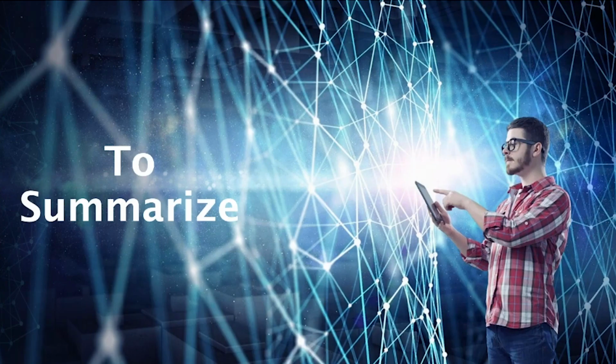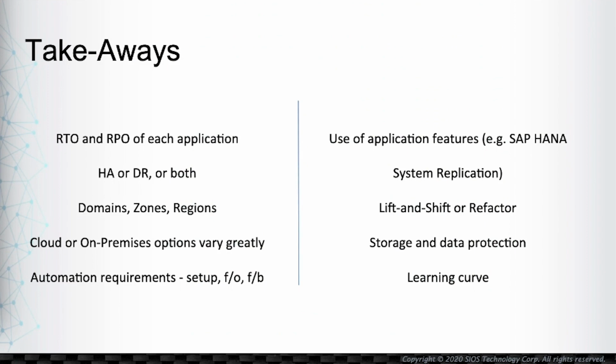I think that just to wrap it up, we're really running out of time here. Some key takeaways. Understand the RTO and RPO of each application. Do you want HA? Do you want DR or both? Again, we didn't go into that a lot. We can talk more. If you'd like to talk more, please reach out. My email address is at the end of the deck.